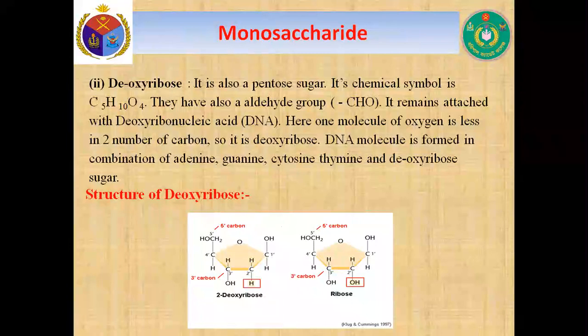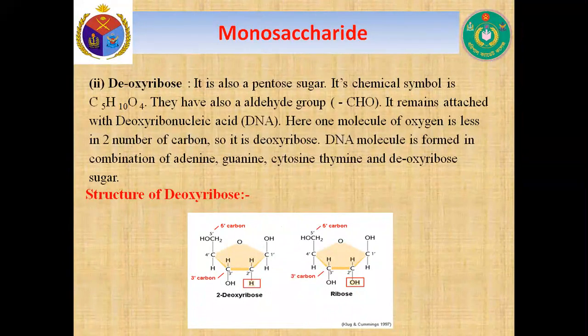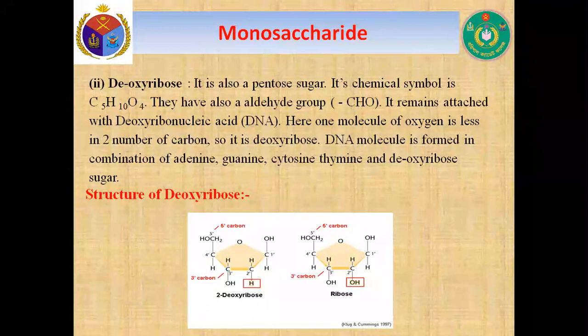Deoxyribose. It is also a pentose sugar. Its chemical formula is C5H10O5. It also has an aldehyde group. It remains attached with deoxyribonucleic acid, DNA. Here, one atom of oxygen is less in two number of carbons. So it is deoxyribose. The DNA molecule is formed in combination of adenine, guanine, cytosine, thymine, and deoxyribose sugar. My dear colleagues, this is the chemical structure of deoxyribose.